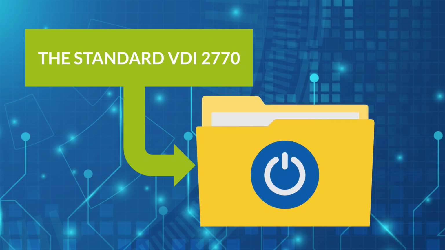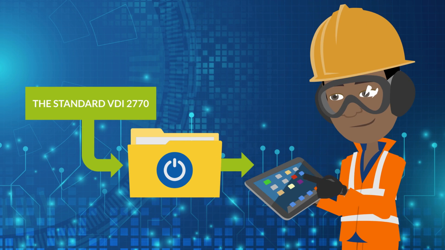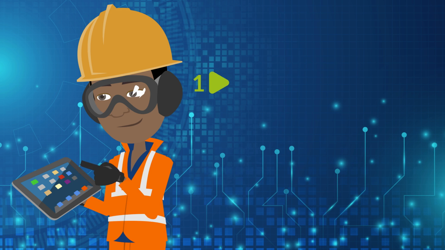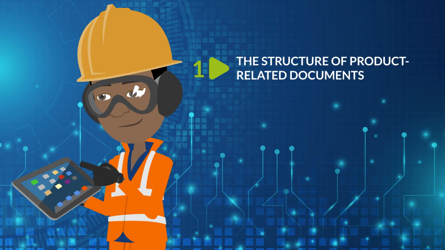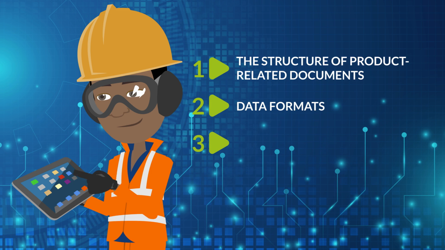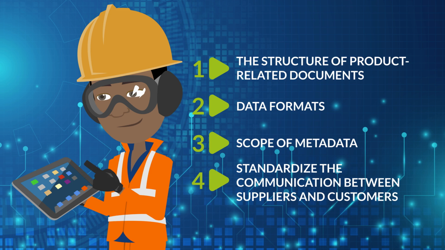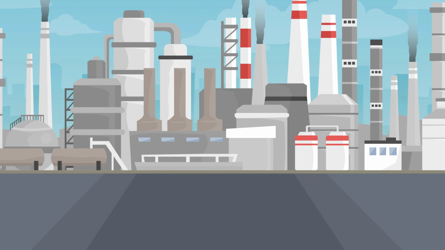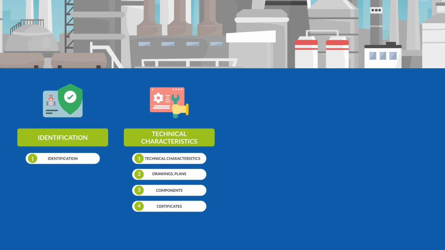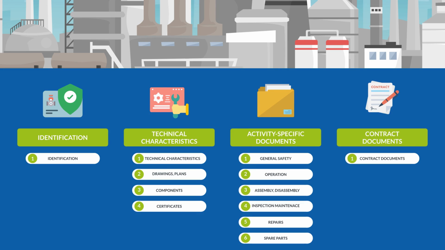The standard VDI 2770 provides nifty guidelines on how the digital manufacturer information must be structured for the process industry, like 1. The structure of product-related documents, 2. Data formats, 3. Scope of metadata, 4. And more related information to standardize the communication between suppliers and customers. Thereby, the VDI 2770 states that the manufacturer, such as AS-Schneider, must classify his manufacturer information into 4 groups: identification, technical characteristics, activity-specific documents, and contract documents.